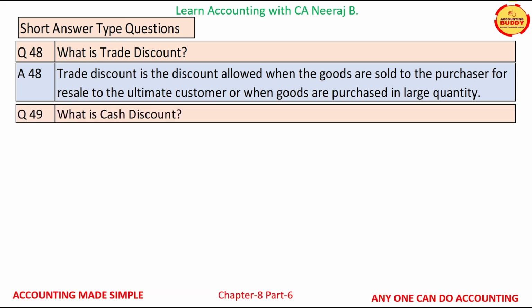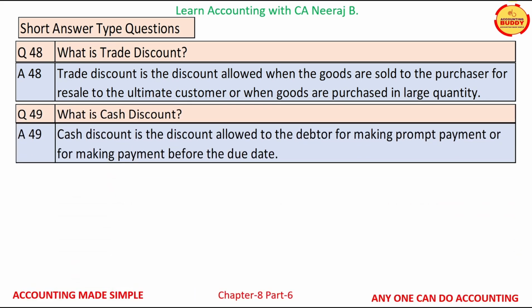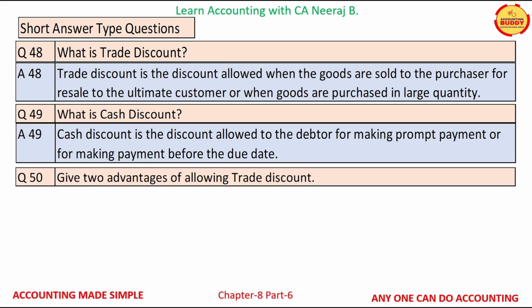Question number 49. What is cash discount? The answer is cash discount is discount allowed to the debtor for making prompt payment or for making payment before the due date.